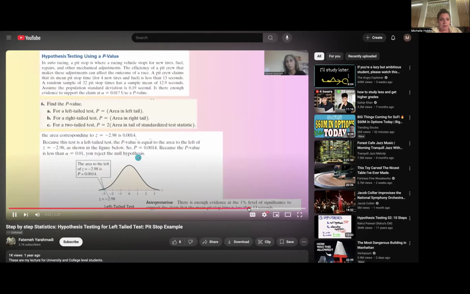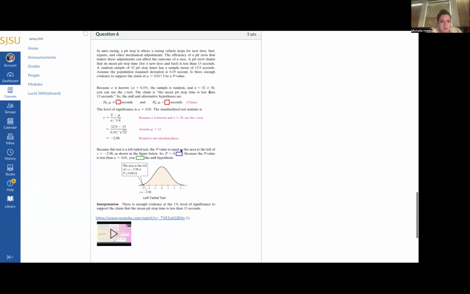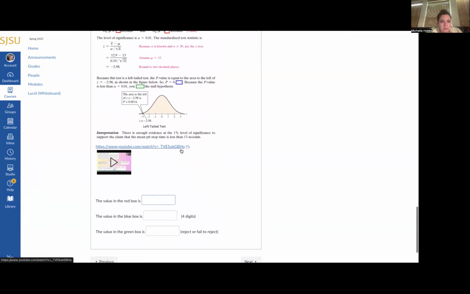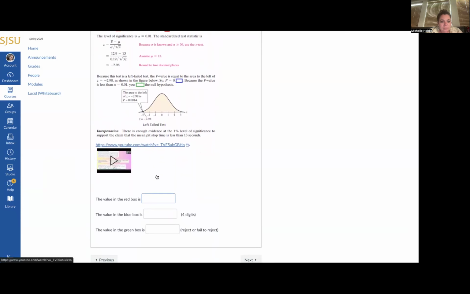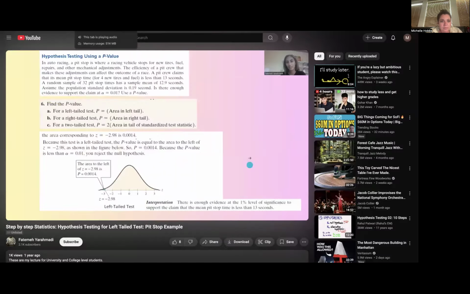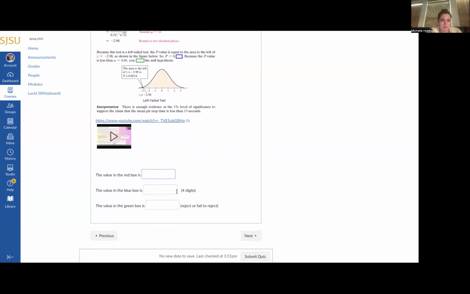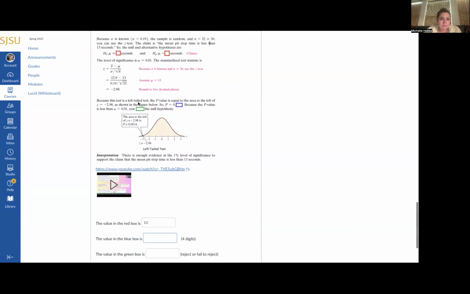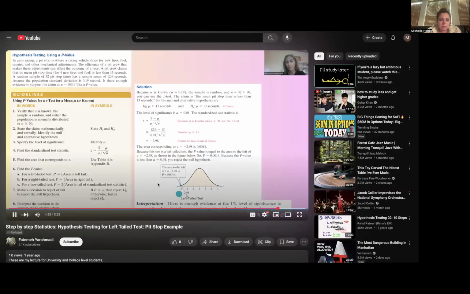Okay, there is enough evidence at the 1% level of significance to support the claim that the mean stop time is less than 13 seconds. In summary, if you look at the summary here, we're following the steps. We calculated the standardized test statistic, and based off of that we have a left-hand graph. We found the p-value, which is the area on the left-hand side of negative 2.98, a very small area.